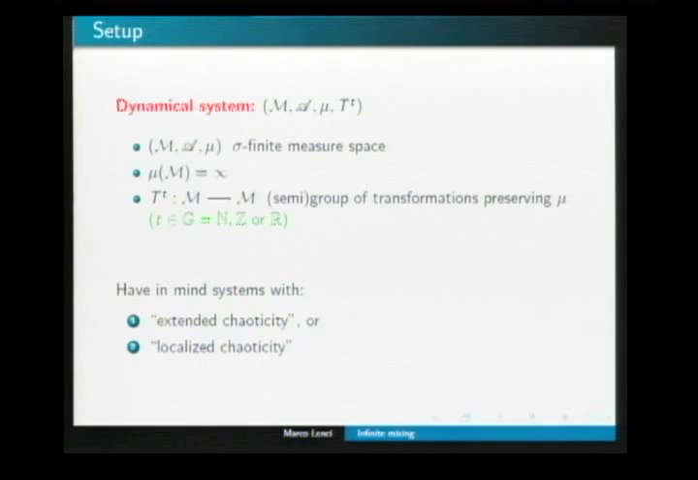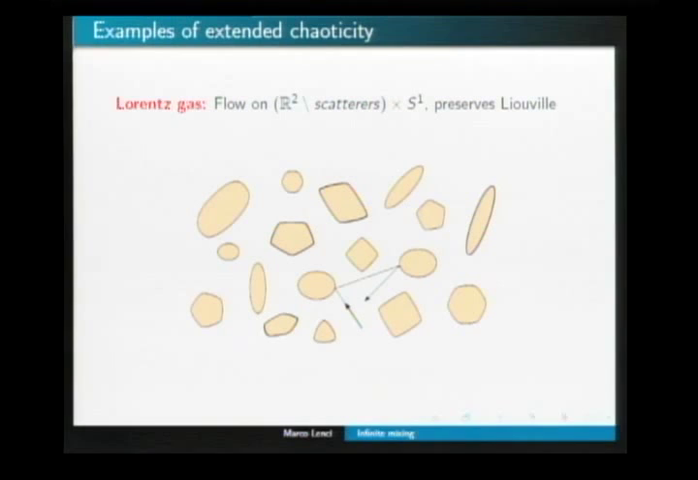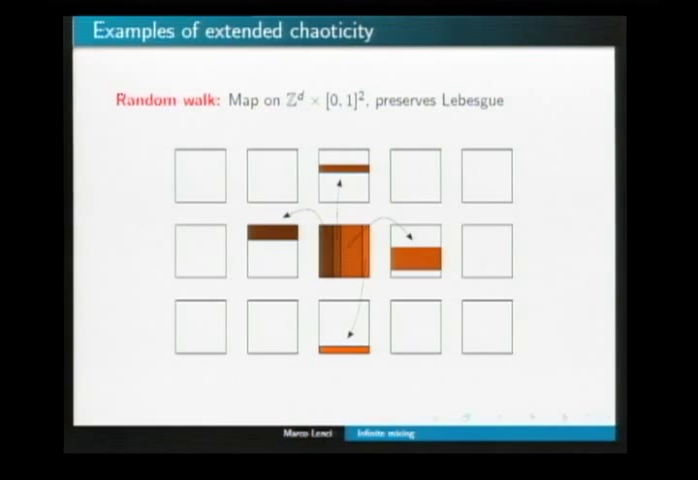For instance, this is a system that I really like, so I spent some time on it. It's a Lorentz gas, in this case an aperiodic Lorentz gas, so you have a flow on a three-dimensional phase space. You have two dimensions for the position of a point and then one dimension for the velocity of the material point. Because the speed of the point is conserved, you just fix it equal to 1. This is a degenerate Hamiltonian system, so it preserves the Liouville measure that everybody knows. Another system that is like a toy model for that is this system here, which is supposed to mimic a random walk. You start with a union of unit squares, and then in each unit square you have this sort of Baker's map.